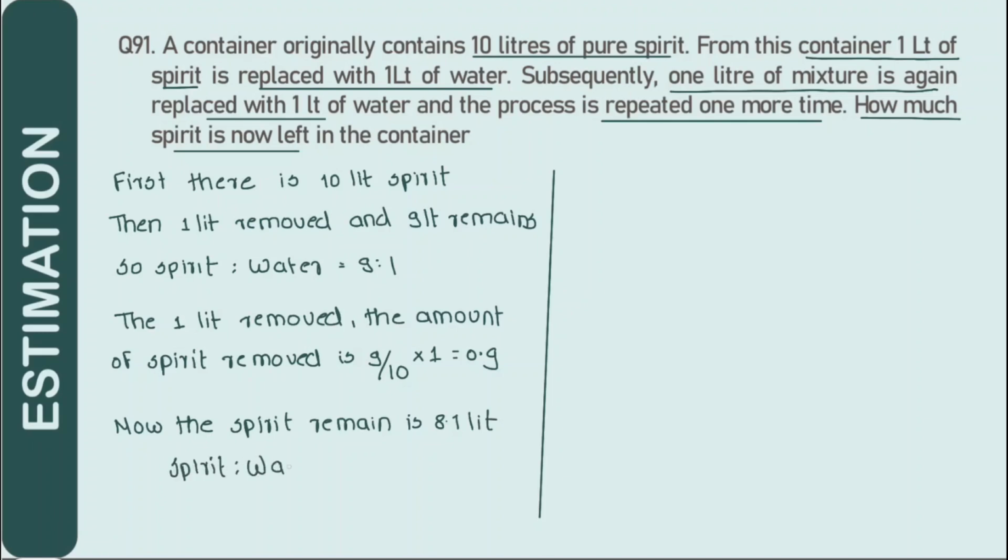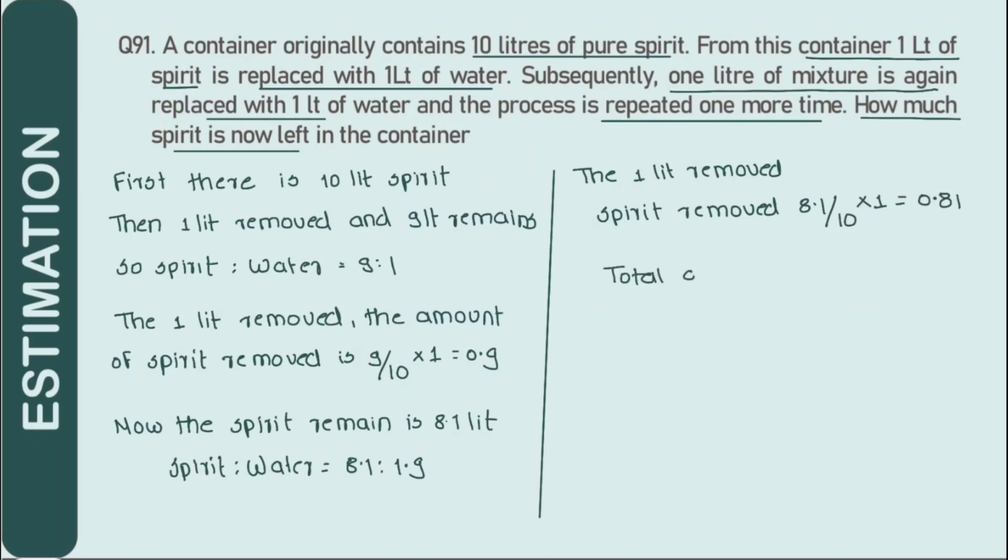Spirit to water ratio will be 8.1:1.9. Then 1 liter again removed, the spirit removed will be 0.81. So the total amount of spirit remaining will be 7.29 liters.